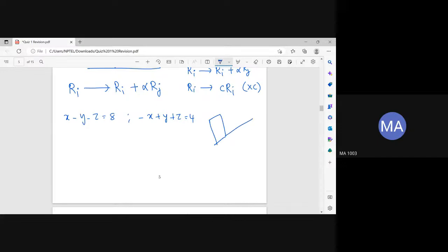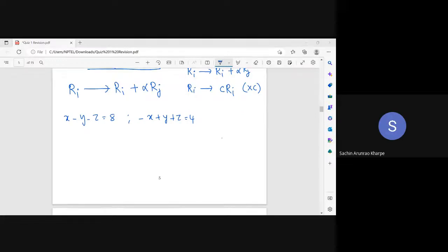This is a really bad diagram. Ma'am, can you please show that diagram in that question only? Yes, along with the equation, there is a diagram also.